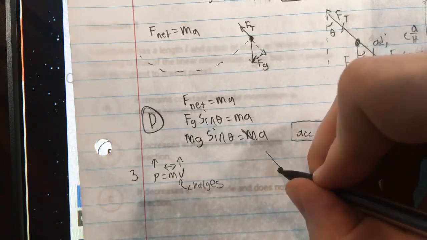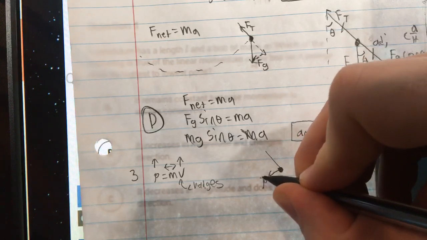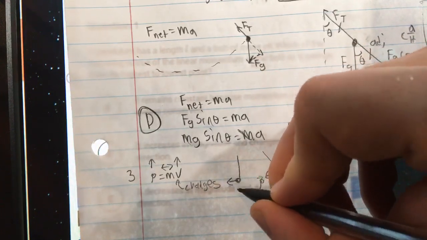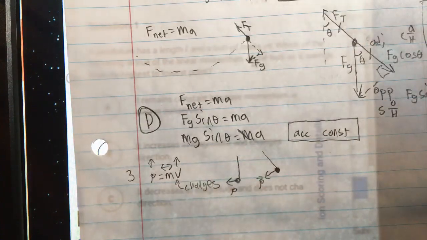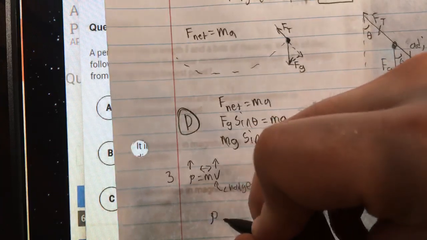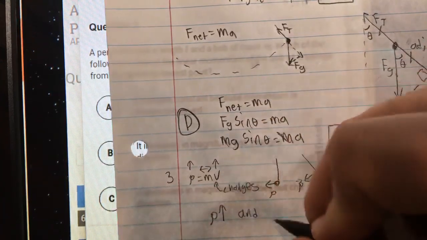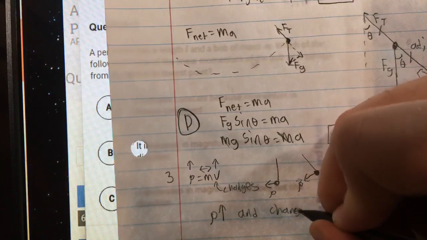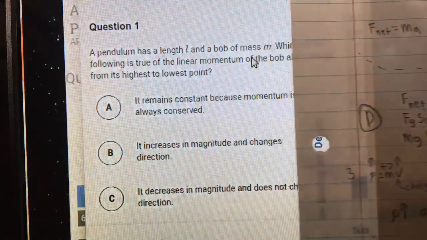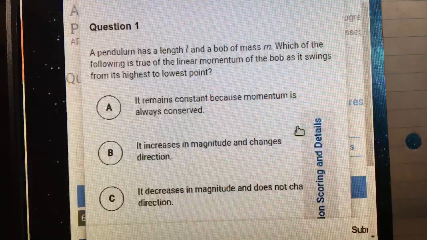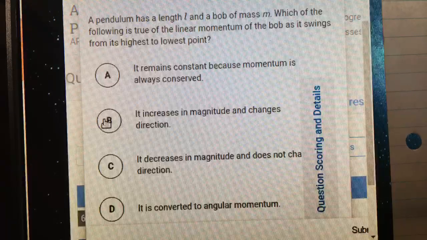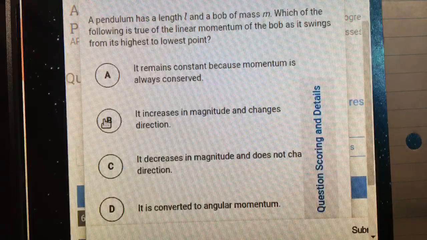All right, so here we have a momentum in this direction. Then we get to the bottom, our momentum is going to be in this direction, everything not to scale. So the momentum is changing. So we see momentum goes up and changes. Momentum should increase and change, which for me increases in magnitude and changes direction. So for me, it's B. I don't know what it is for you.